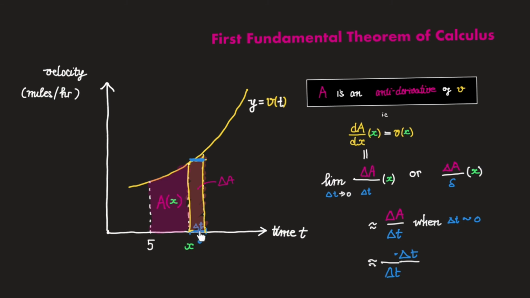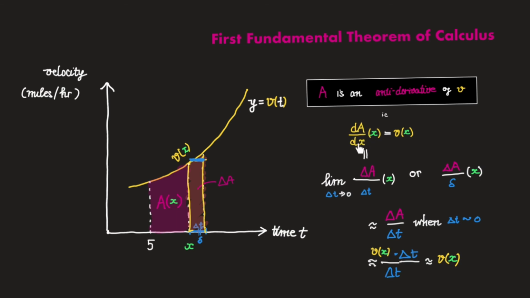Here, the width is delta t. What's the height? Well, observe that the height here is just the y-coordinate at x, right? And what is it? Well, that must be v of x, because this is the graph of v. Thus, the area of this thin stripe is just going to be equal to v(x) times delta t. So when we divide that by delta t, we should get just v(x). Thus, the derivative of A at x is indeed equal to v(x). Right? So let us quickly recap that.